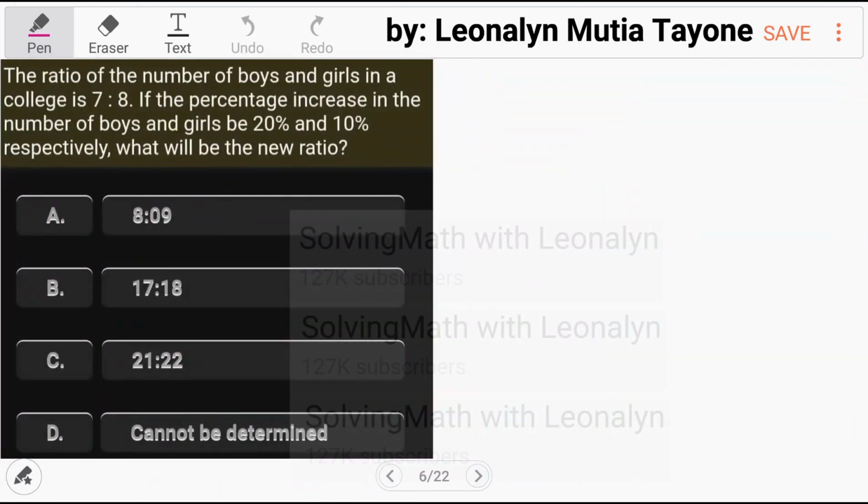Number 6. Basahin muna natin yung problem. The ratio of the number of boys and girls in a college is 7:8. If the percentage increase in the number of boys and girls is 20% and 10% respectively, what will be the new ratio? Again, kapag increased percentage ang pinag-usapan natin, ibig sabihin mayroon yang 100%. So isulat muna natin si boys at saka si girls.